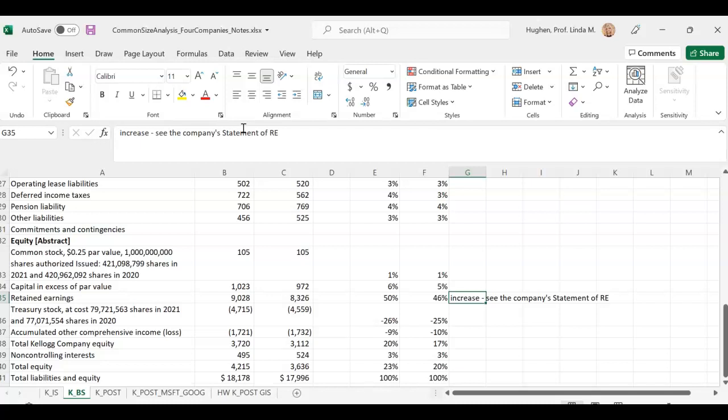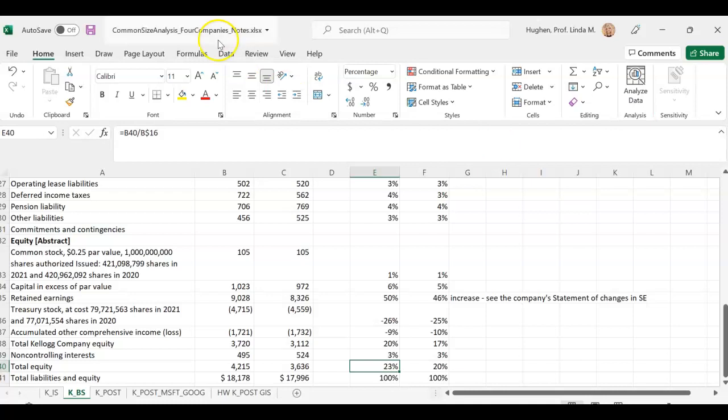But what we will see if you pull up Kellogg's 10K and look at their statement of changes in stockholders' equity is that the company had a lower dividends payout. So they kept more of their income added to retained earnings without paying out as dividends. And that's what led to this increase over the prior year. So this flows down to see total equity went up 3% as a percentage of total financing.